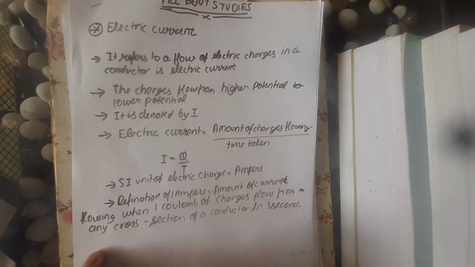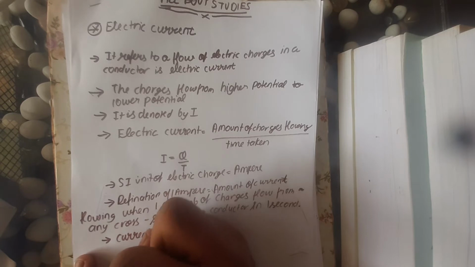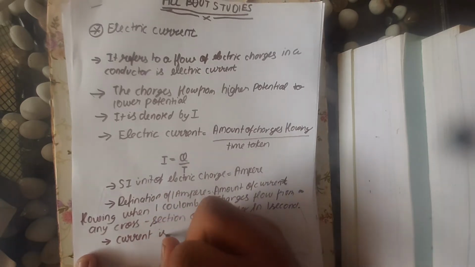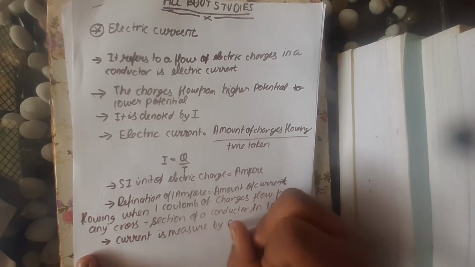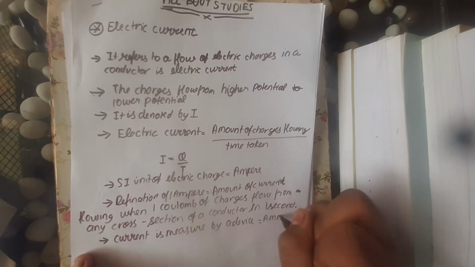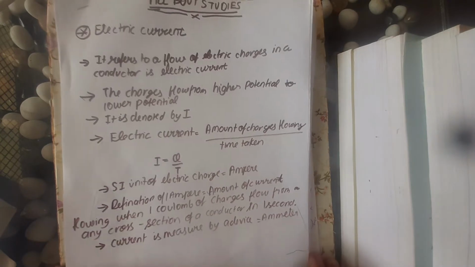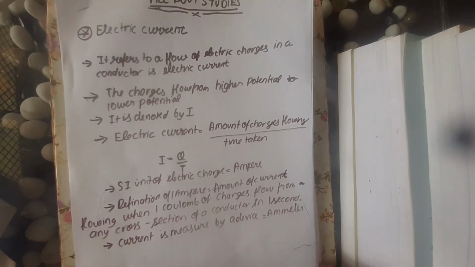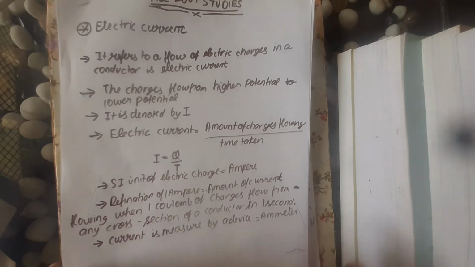So how can we measure this current? Current is measured by a device called an ammeter. An ammeter is a device that is used to measure the electric current flowing through a conductor. It can be anything, a wire, a light bulb, or any appliance.